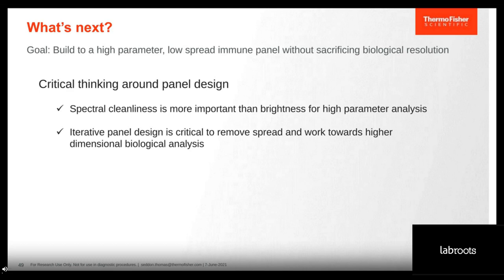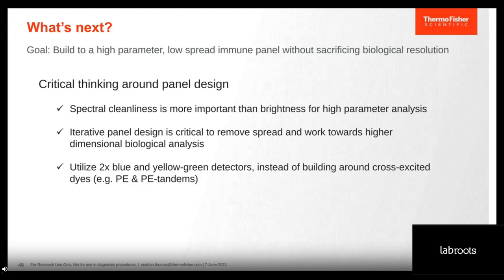So the spread is really what's happening off of the non-primary detector. And so continuing to improve that panel is really important. And then also you can really utilize the blue and the yellow-green detectors in a way that you haven't before, because you're building around the cross-excited dyes with the PE and PE tandems, instead of saying, okay, we can't use that detector and we have to use something else here, really thinking about getting this 2-for-1 idea off of one fluor.